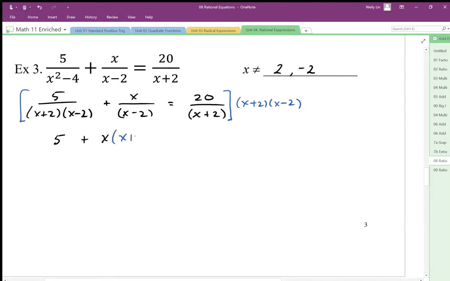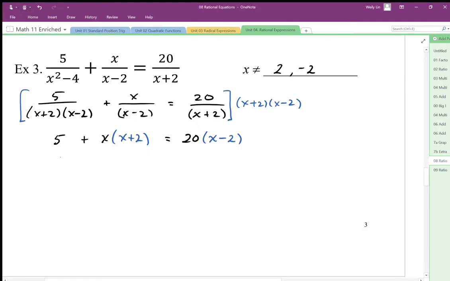equals 20, and the x plus 2's cancel, so we're just going to be left with x minus 2 as our multiplier. Okay, so again, we've stated our restrictions, so we don't have to worry about the restrictions anymore. These denominators, although they don't exist anymore, we still can keep those restrictions up here.